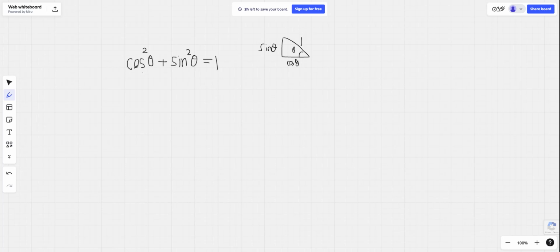Alright, now given this identity, we can divide every term by cosine theta squared to get a new identity. So cosine theta squared over cosine theta squared, that's 1. Sine theta squared over cosine theta squared, sine theta over cosine theta is tangent, so that's 1 plus tangent theta squared. And 1 over cosine squared is secant squared.